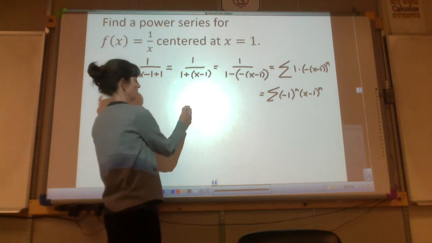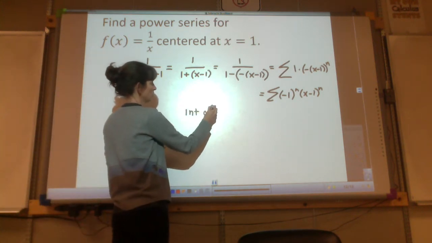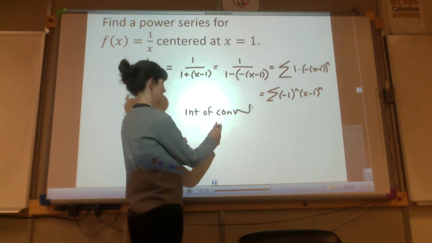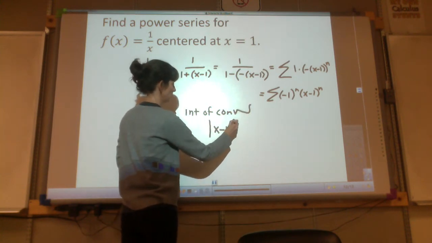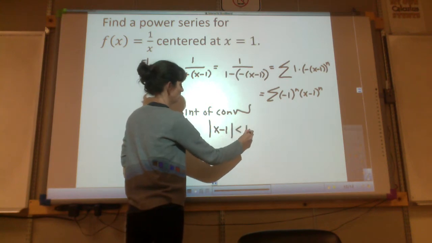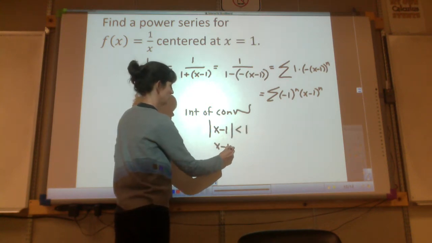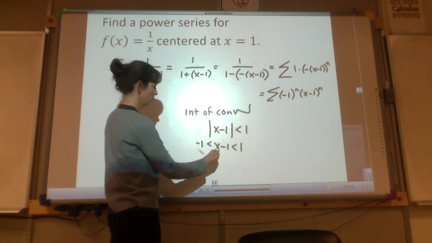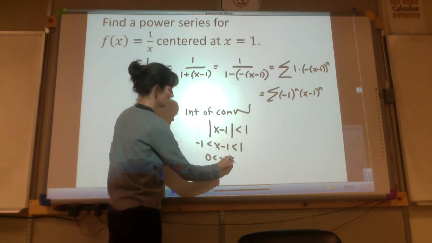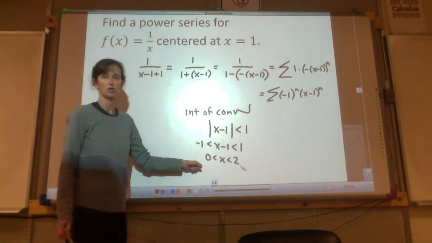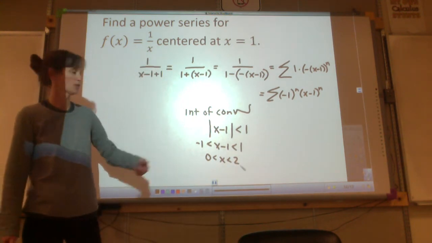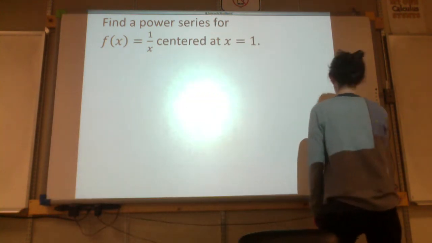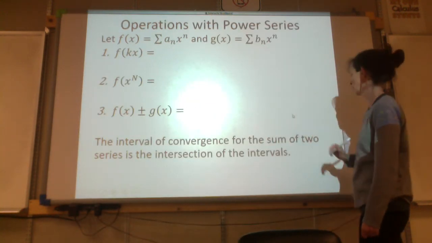And since it's a geometric series, the interval of convergence will be when the absolute value of x minus 1 is less than 1, which gives us x minus 1 less than 1, greater than negative 1, add 1, add 1, add 1. Interval of convergence, 0 to 2. Do we check the endpoints? No. Done. So we're always trying to get it in that form because it's such a fun shortcut.